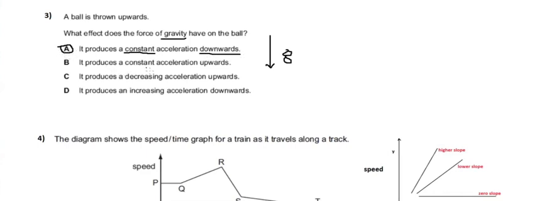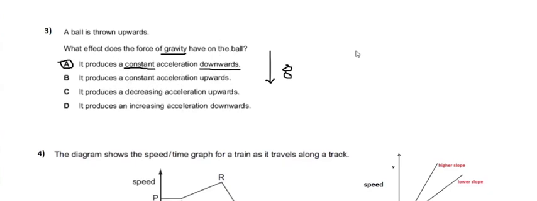Option number B is given as constant but upward. This is incorrect. Option C is decreasing, upward. Option number D, increasing and downward. All are incorrect. Only option A has a constant magnitude and the downward direction.